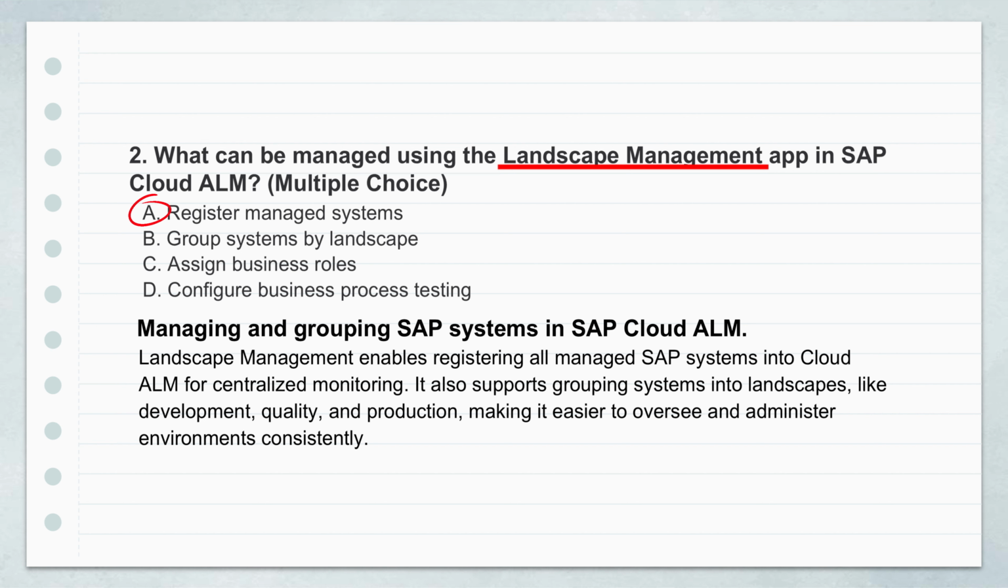Makes sense. And the second thing? The second one is group systems by landscape. Grouping by landscape. So that's like organizing them. Dev, test, prod, that sort of thing. Exactly that. Setting up logical groups for your development environments, your QA, your production. It brings structure. Got it. And that structure, I guess, is vital for managing things like monitoring or deployments across the different stages. Absolutely. You need that structure to handle the complexity. Otherwise, it's just a jumble of systems.